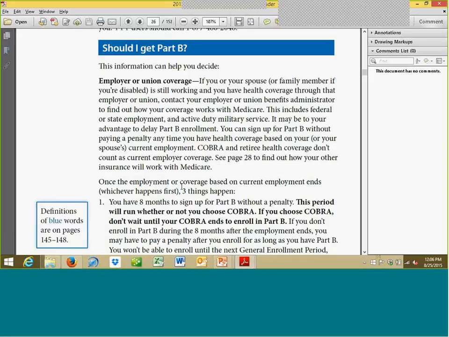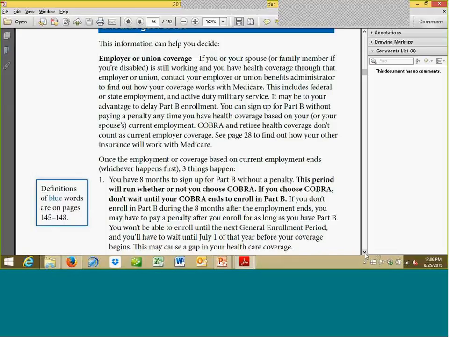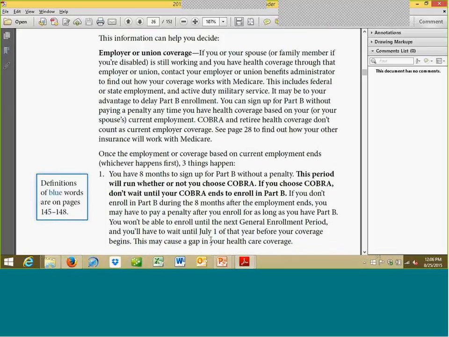So the critical thing is, once employment or coverage based on current employment ends, you have 8 months to sign up for Part B without a penalty. It will run whether or not you choose COBRA. This applies to the case we talked about the other day. If you choose COBRA, don't wait until your COBRA ends to enroll in Part B. If you don't enroll in Part B during the 8-month period after employment ends, you have to pay a penalty for as long as you have Part B, and you won't be able to enroll until the next general enrollment period, and have to wait until July 1 of that year before your coverage begins. This may cause a gap in your health care coverage.